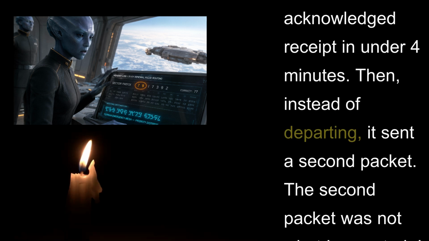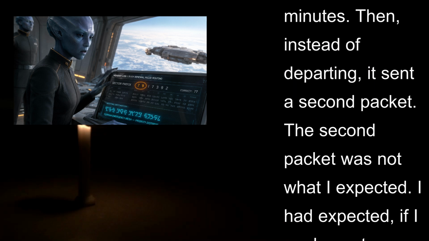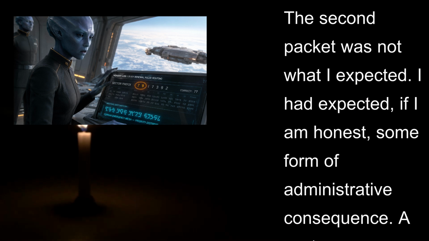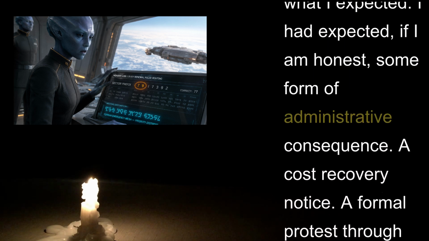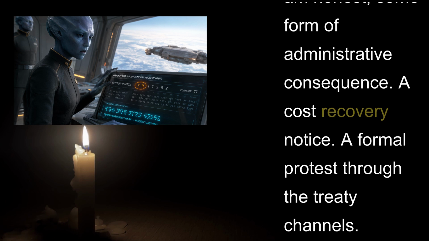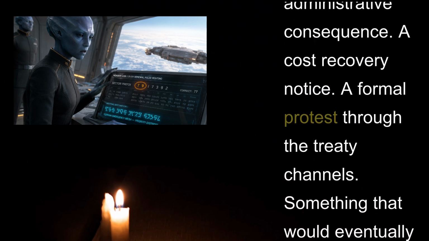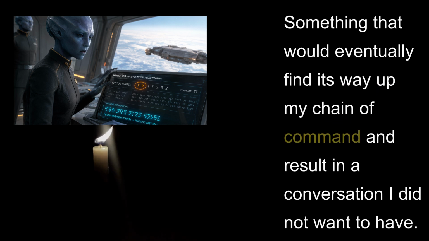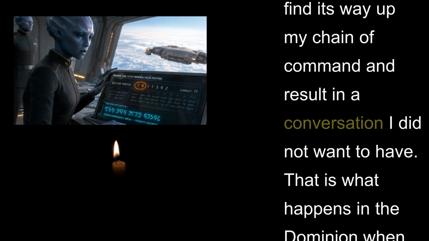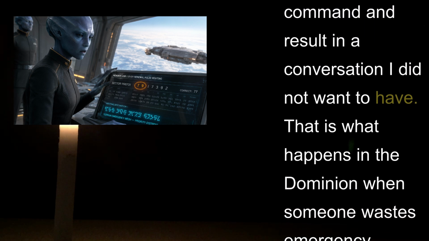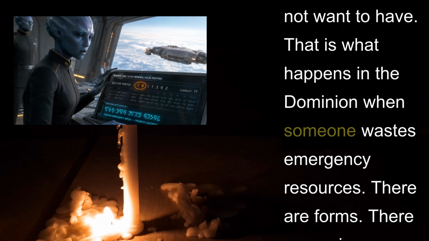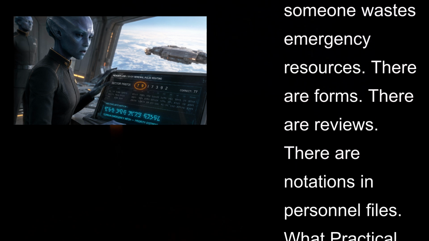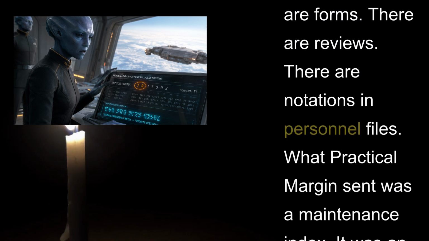Then, instead of departing, it sent a second packet. The second packet was not what I expected. I had expected, if I am honest, some form of administrative consequence. A cost recovery notice. A formal protest through the treaty channels. Something that would eventually find its way up my chain of command and result in a conversation I did not want to have. That is what happens in the Dominion when someone wastes emergency resources. There are forms. There are reviews. There are notations in personnel files.